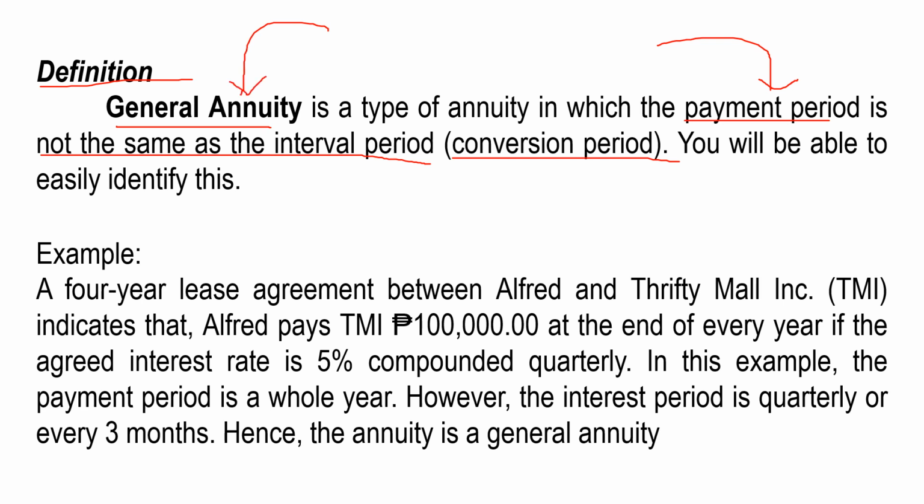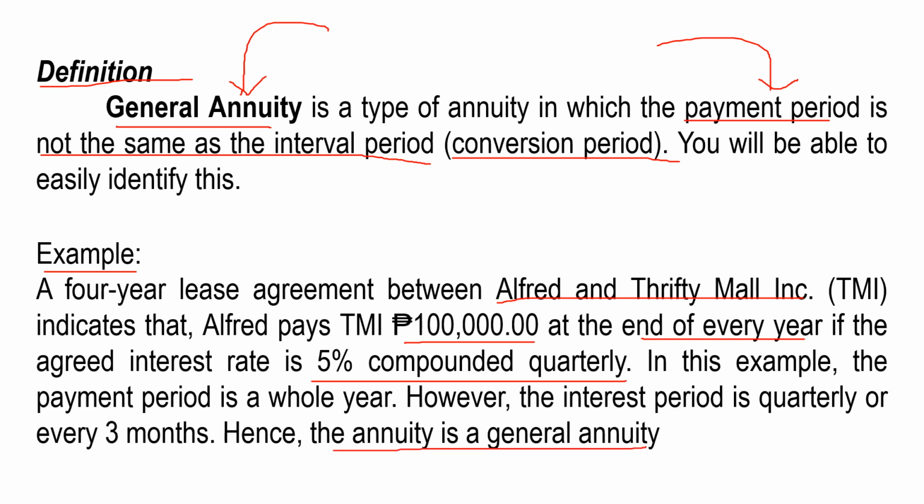So for example, let's deal with this example for us to visualize more what a general annuity is. A 4-year lease agreement between Alfred and Tripty Mall Incorporated, or TMI, indicates that Alfred pays TMI 100,000 pesos at the end of every year. If the agreed interest rate is 5% compounded quarterly, in this example the payment period is a whole year. However, the interest period is quarterly, or every 3 months. Hence, the annuity is a general annuity.